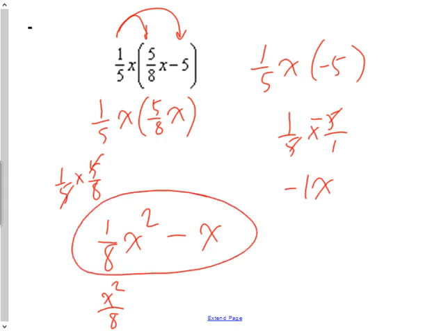You now have a binomial. You cannot subtract those two terms because they are not like terms. They have the same variable but not the same exponents. So your answer is simply 1/8 x squared minus x, or if you wrote it the other way, the fancy way, you have x squared divided by 8, or 1/8 of x squared, minus x.